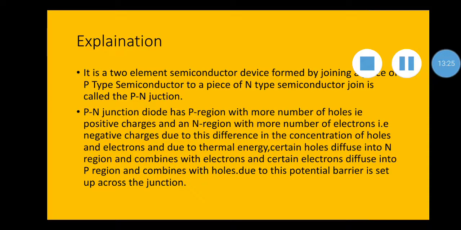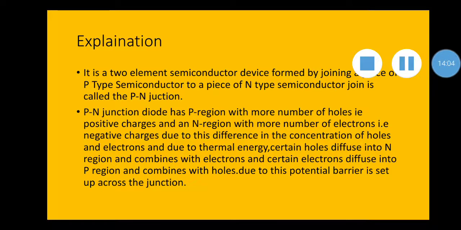Explanation: it is a two-element semiconductor device formed by joining a p-type semiconductor to a piece of n-type semiconductor. The join is called the p-n junction. A p-n junction diode has a p region with more holes, that is positive charges, and an n region with more electrons, that is negative charges.